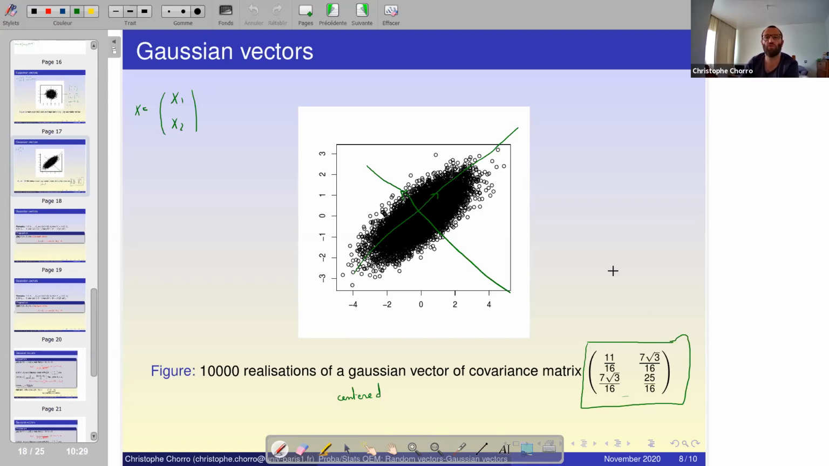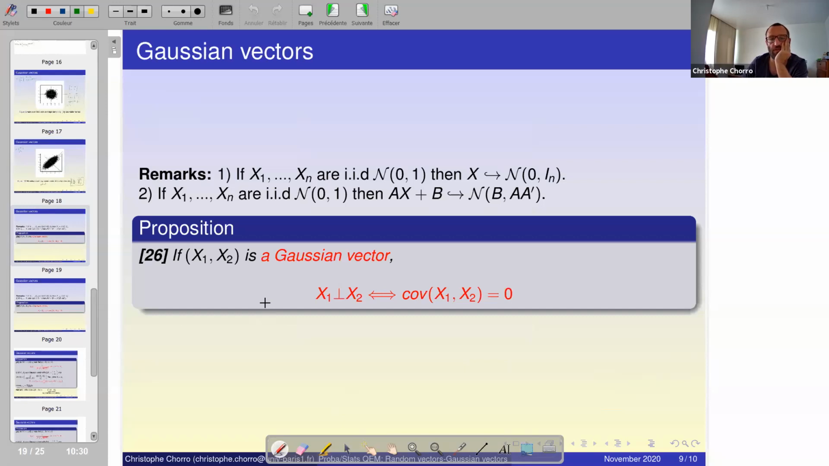So it was just to show you how you can plot Gaussian vectors and what they look like in a very basic situation. Okay, so let's continue with what I have done and what I can obtain from the definition.